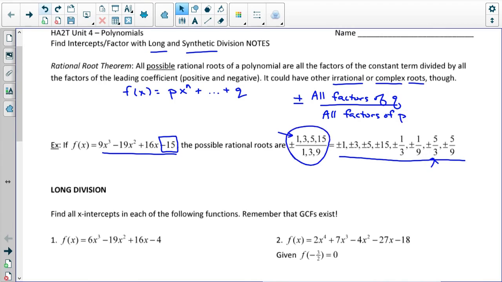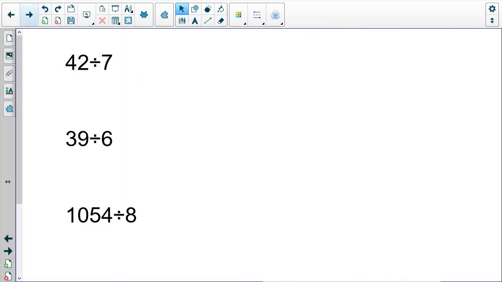So 1 divided by 1, 1 divided by 3, 1 divided by 9. 3 divided by 1, 3 divided by 3, 3 divided by 9. 5 divided by 1, 5 divided by 3, 5 divided by 9, and so on. So that's how you can find possible rational roots, and that helps us when we're trying to figure out how to divide.